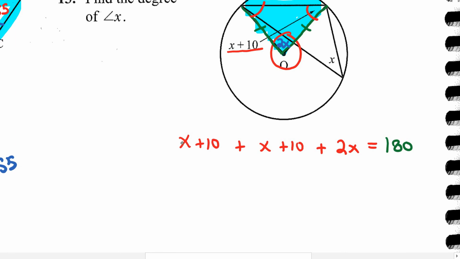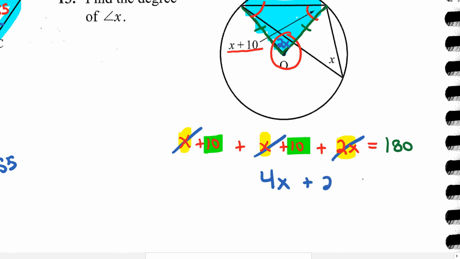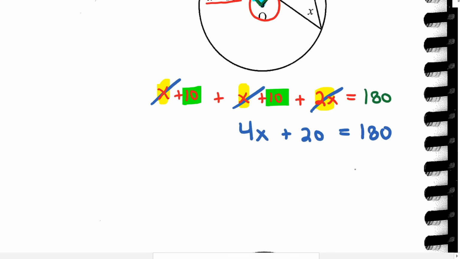All right, from here on, this is now solving a linear equation. So x plus x plus 2x, that's going to be 4x. And then I know that 10 plus 10 is going to be plus 20. And that's going to equal 180 degrees on the other side. And now we can solve this equation here.